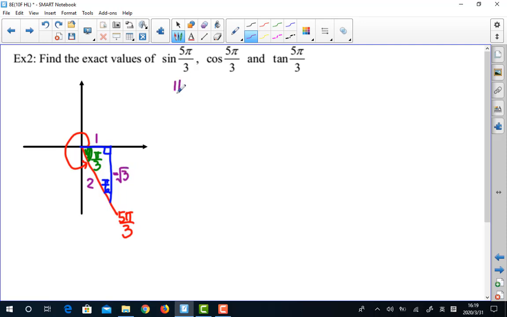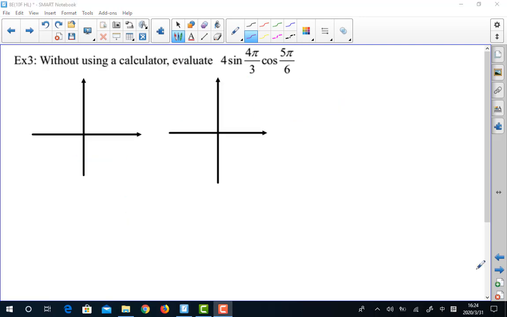What is sine 5 pi over 3? I only need to look at its reference angle. Sine reference should be opposite over hypotenuse. So sine 5 pi over 3 is negative root 3 over 2. Cosine 5 pi over 3, I only look at its reference angle for SOHCAHTOA, so it's adjacent over hypotenuse. It's 1 over 2. The same for this tangent. This tangent equals opposite over adjacent. So it's negative root 3 over 1, which is negative root 3.